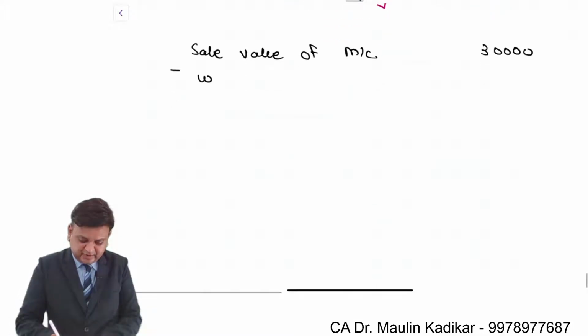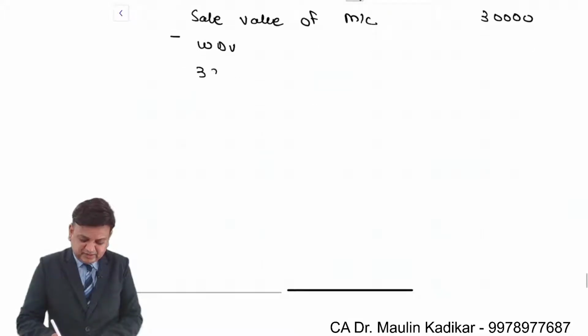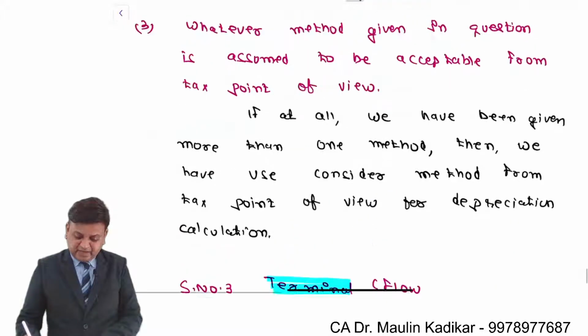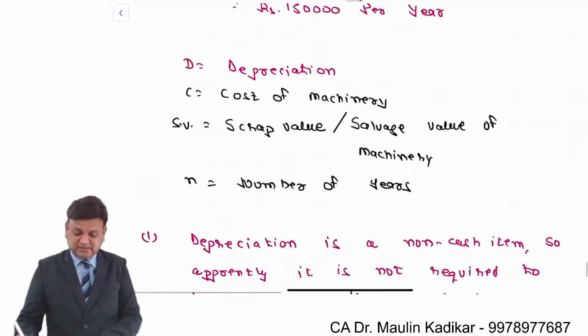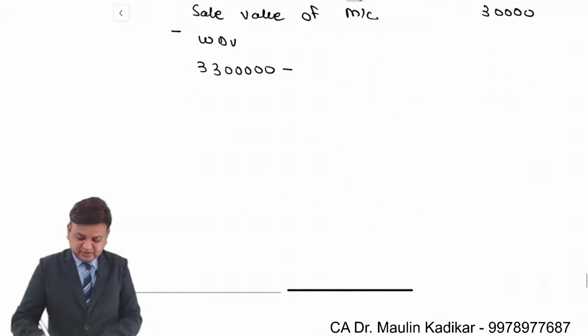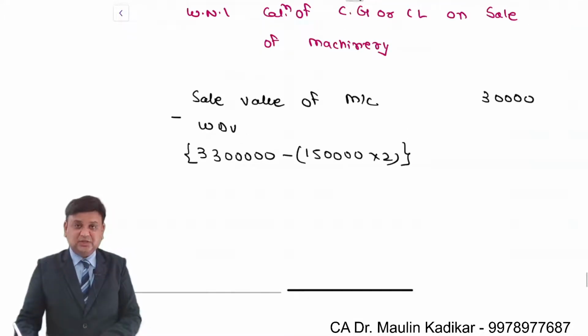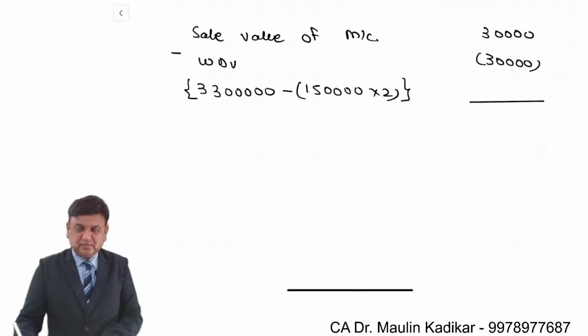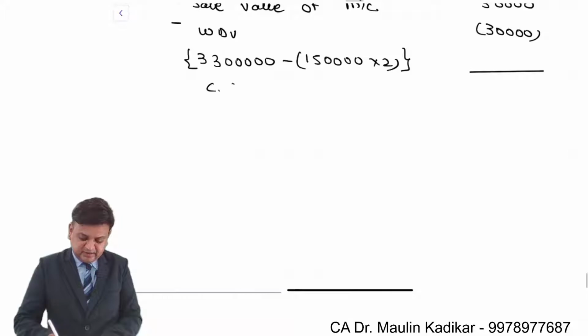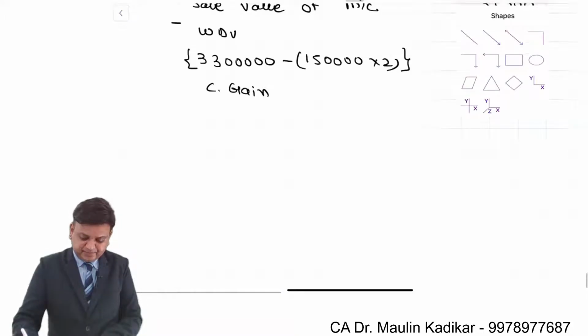Less written down value. We know that 3,30,000 is the price at which we had purchased the machinery. The amount of depreciation we have charged is 1,50,000 on an annual basis, so it is 1,50,000 for the first year and 1,50,000 for the second year. After claiming depreciation for 2 years, the WDV of the machinery is again 30,000. Sale value and WDV are the same, so what is the amount of the capital gain or capital loss? It is an amount of 0.